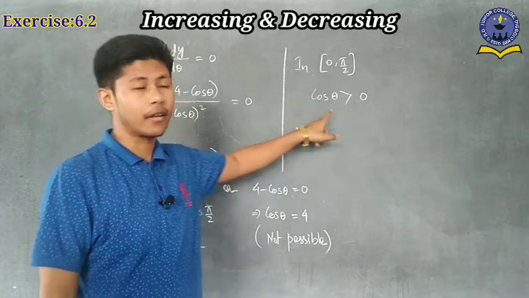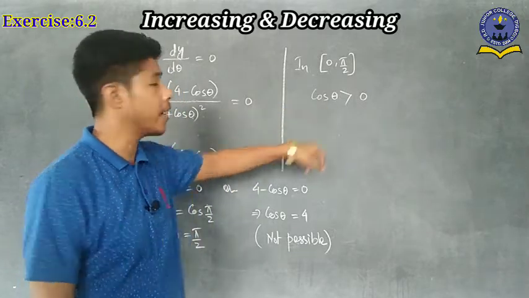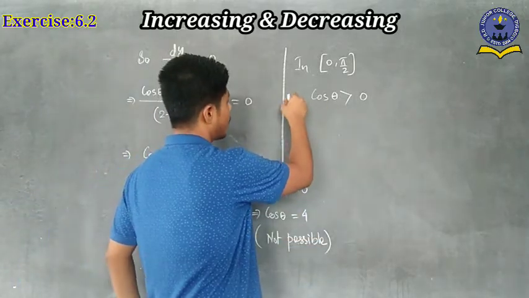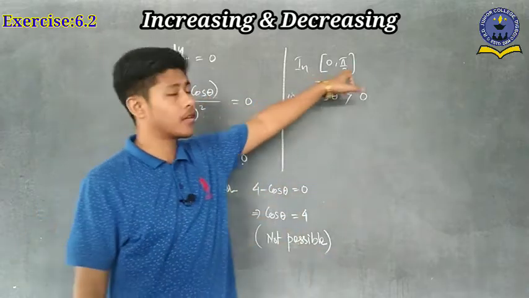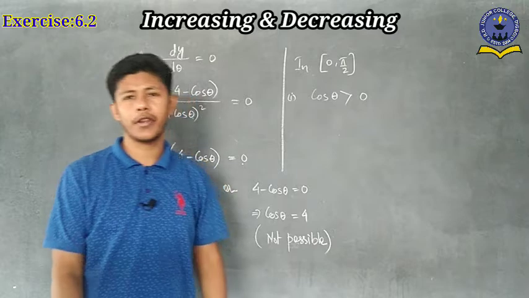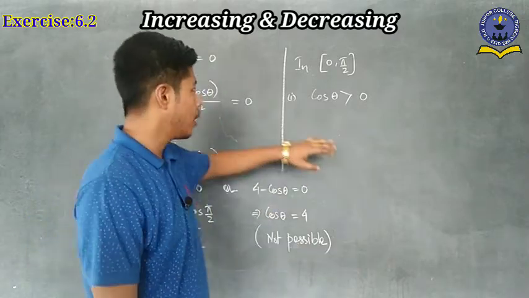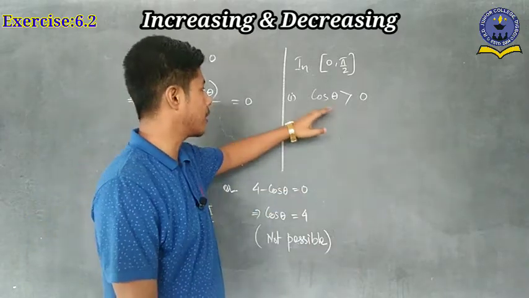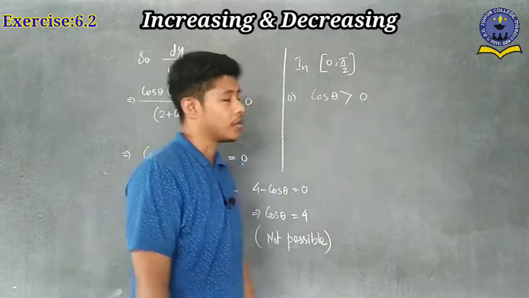Can we write here? Yes, obviously we can write this one. Why? This one is the first one. If we denote by 1 here, in the interval 0 to pi by 2, each and every trigonometric function is positive. So that's why, without doing anything, we can directly say here cos theta is greater than 0.